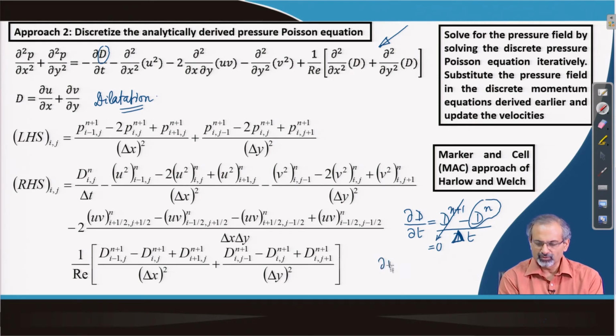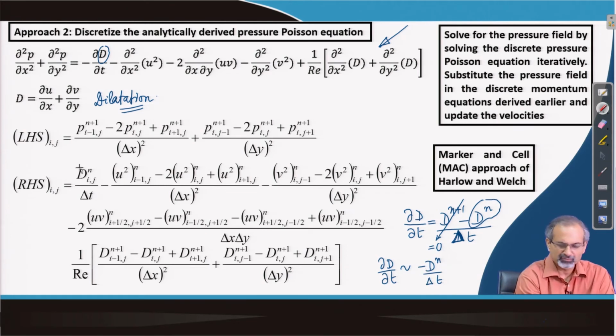So, we would like to discretize this del D del t term as minus D n by delta t. This is what is usually done. So, that is what you can actually see over here, and because it carries a minus sign ahead of it, it becomes D i j n by delta t over here.